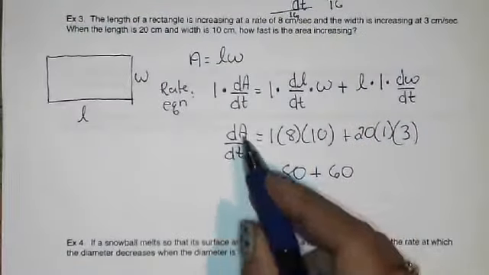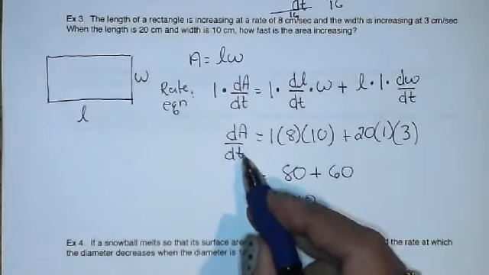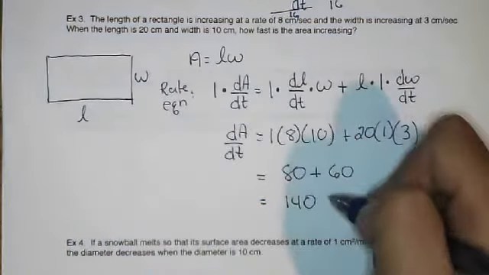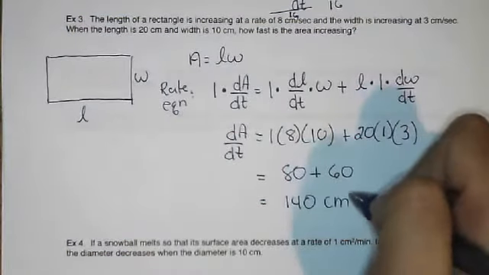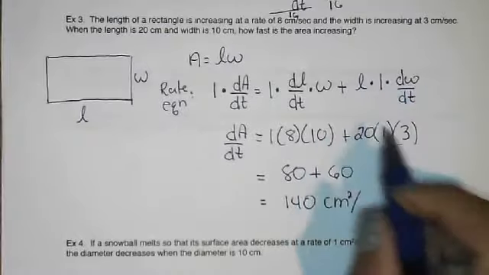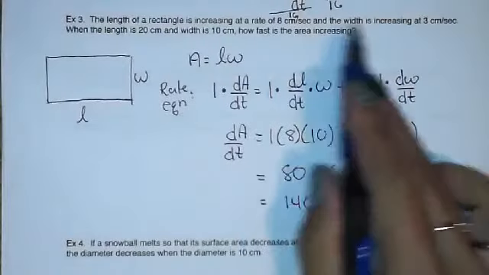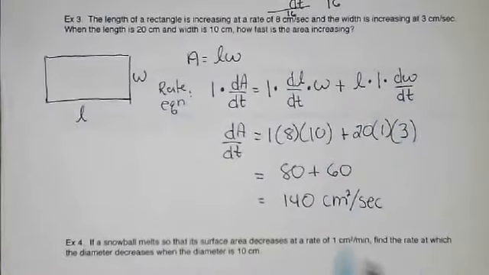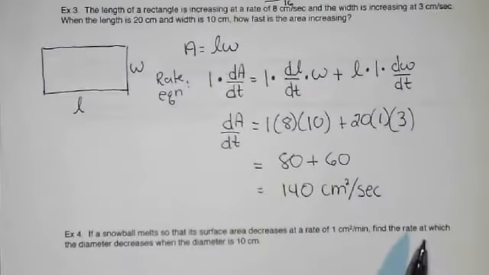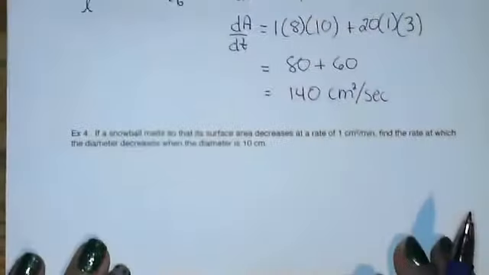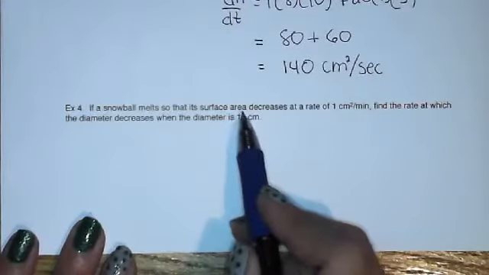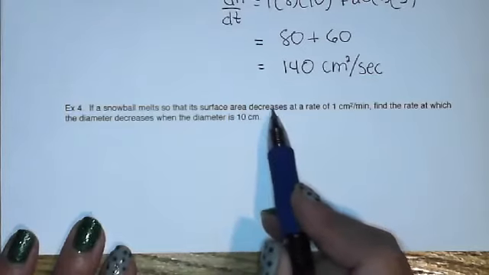80 plus 60 is 140. Now we need units, and this is area with respect to time. So if my length and width were in centimeters, my area is going to be square centimeters per second. So it's growing at 140 square centimeters per second.